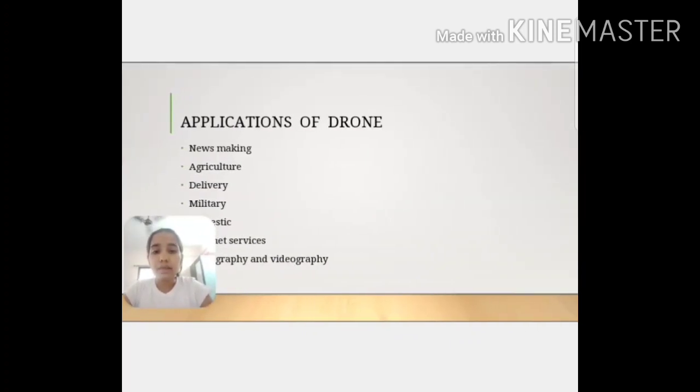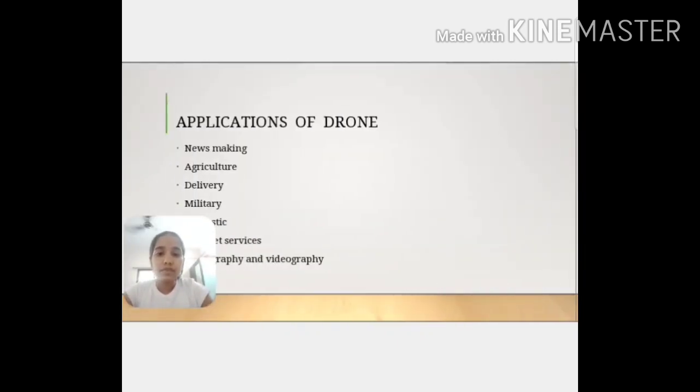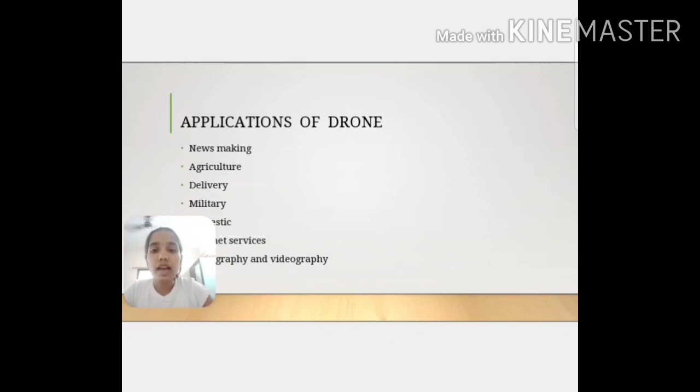Next one is applications of drone. First one is news making. The drone technology allows journalists to take footage of news events such as volcanic eruptions and war-torn villages. Then agriculture. The Environmental Protection Agency already utilizes drone technology to manage livestock and survey crops, which is useful to farmers.